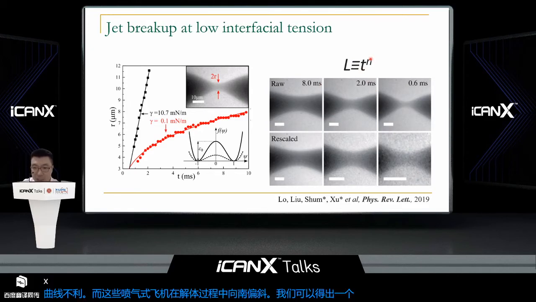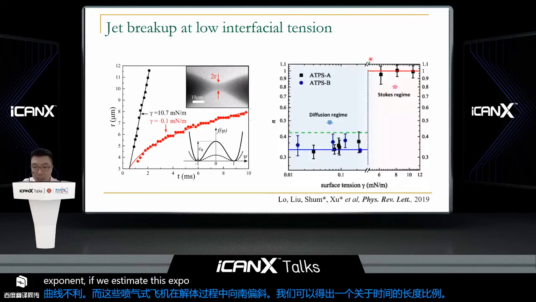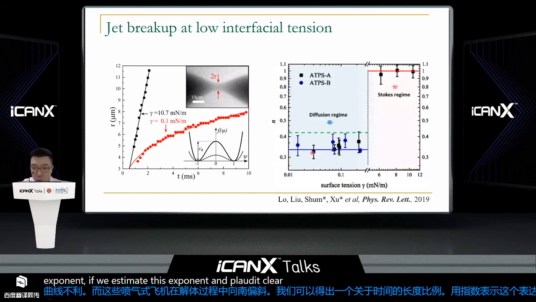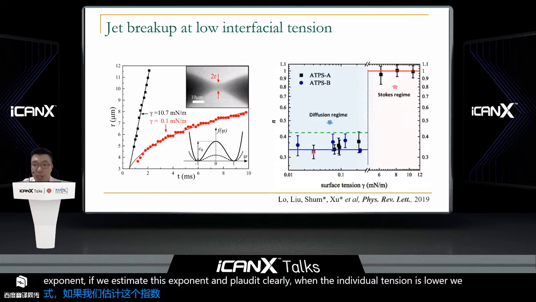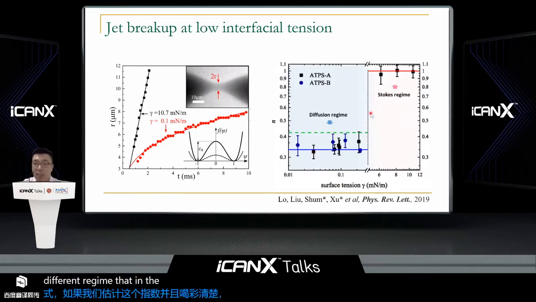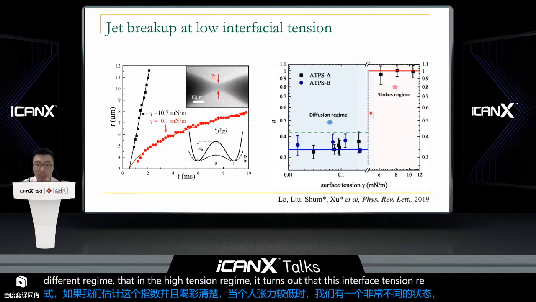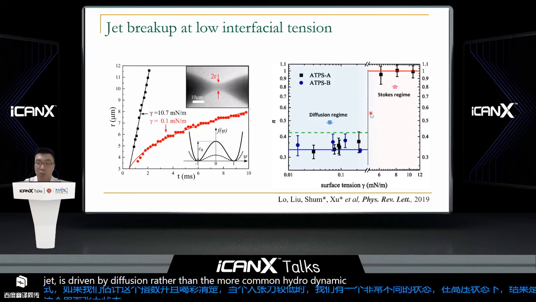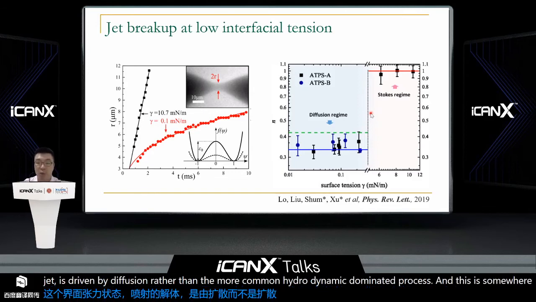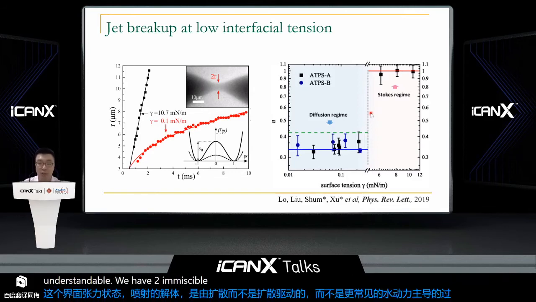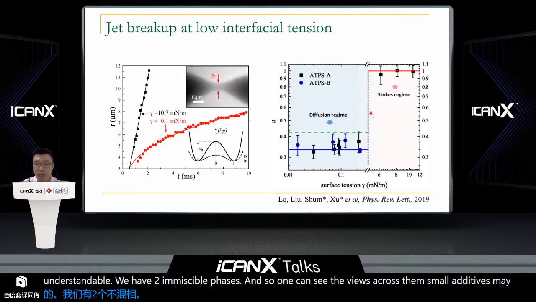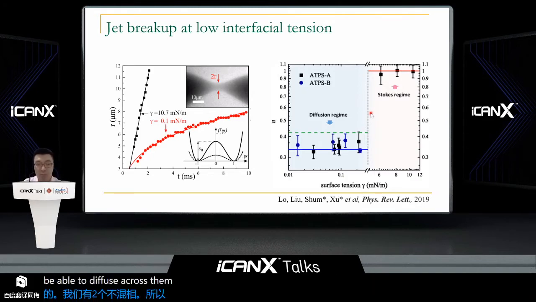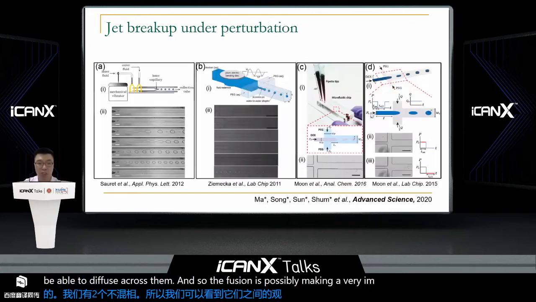If we estimate this exponent n and plot it, clearly when the interfacial tension is low, we have a very different regime than in the high tension regime. It turns out that in this low interfacial tension regime, the breakup of the jet is driven by diffusion rather than the more common hydrodynamic dominated process. And this is somewhat understandable. We have two immiscible aqueous phases, and so water can still diffuse across them. Small additives may also be able to diffuse across them. And so diffusion is possibly playing a very important role in these processes.